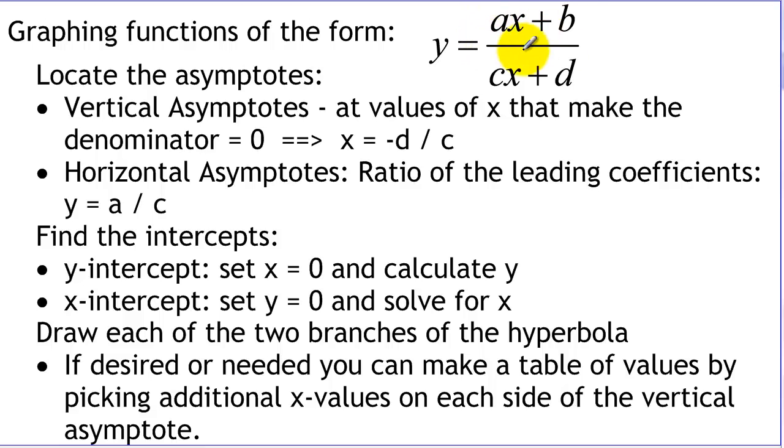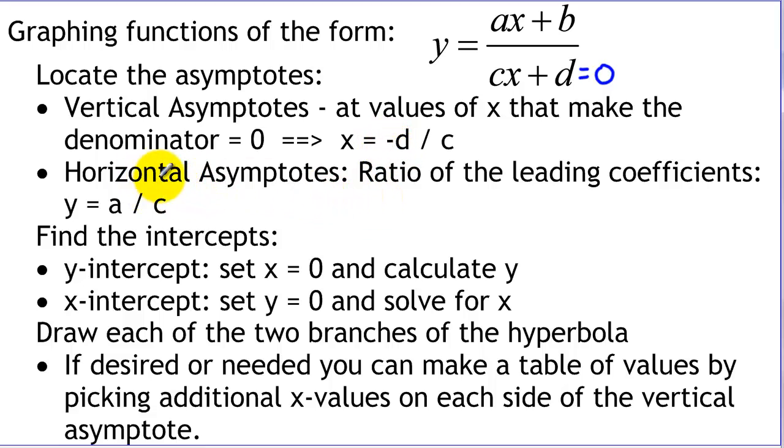So anyway, we're looking at this form. We have a linear expression over a linear expression. Again, to get vertical asymptotes, and this is going to be true of all kinds of functions that we do, to find the vertical asymptote, we solve for the denominator equal to 0. So we would be subtracting D and dividing by C. So here we've got negative D over C.